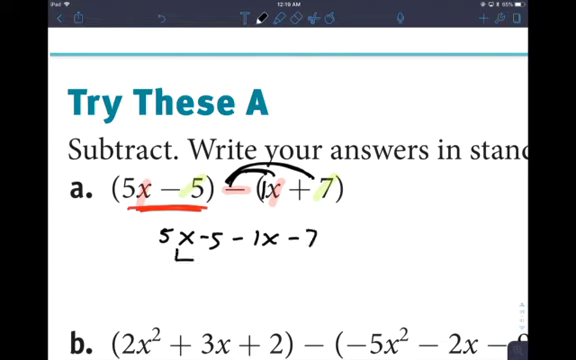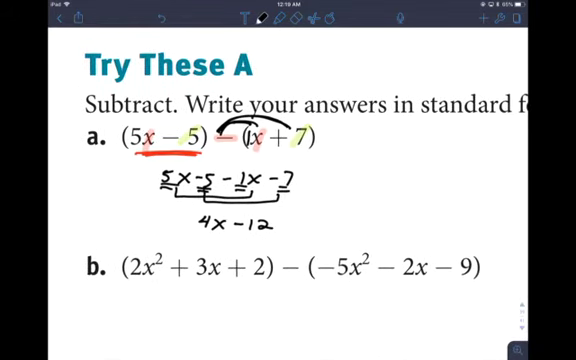Now combining like terms, where do you identify them? Just be careful with the math. 5x minus 1x. 5 minus 1 is 4x. Minus 5 minus 7. So negative 5 minus 7, or you have 5 negatives and 7 negatives. Now you're going to have 12 negatives. So there it is. Let's try B. If you want to try before I do the work, pause the video and do the work and then check to see if you get the same answer. But if you want to keep going with the lesson, that's fine too.